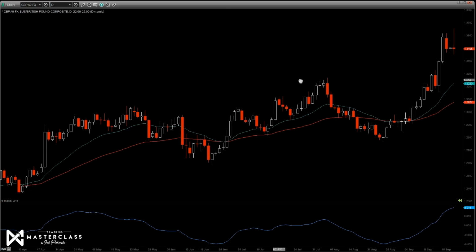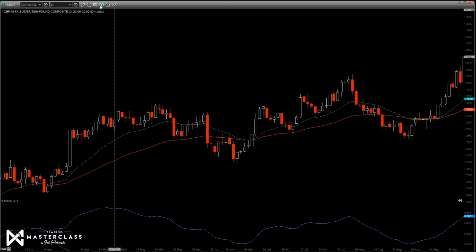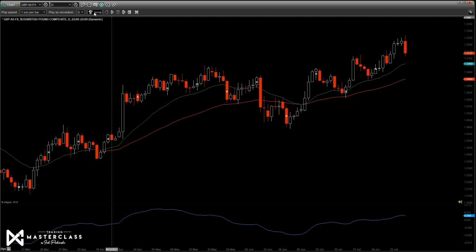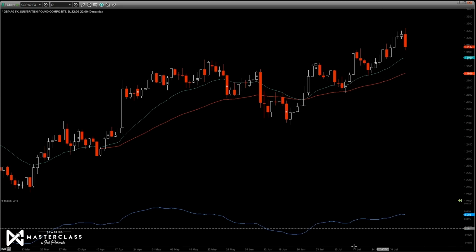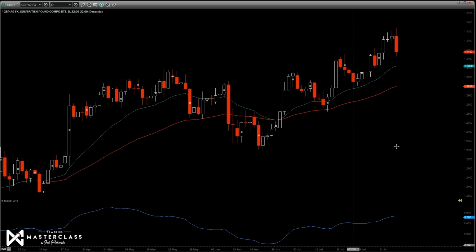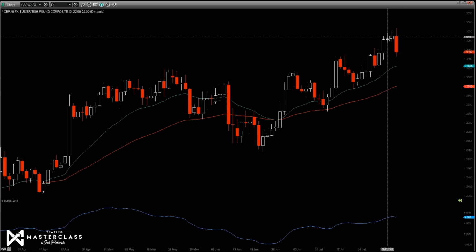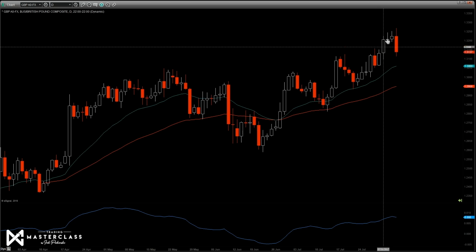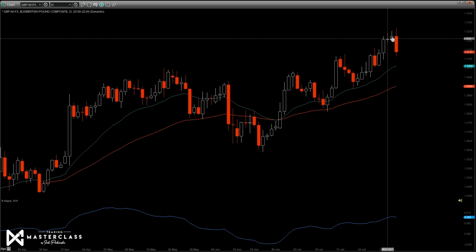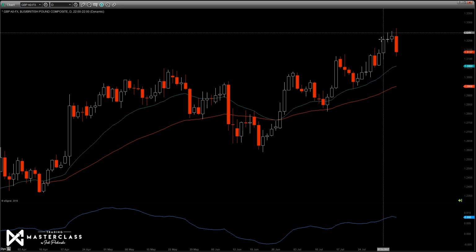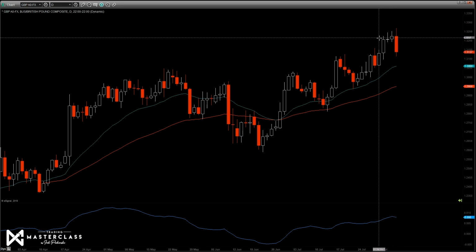Okay, let's look at more combinations. Right here, we have a double doji. We saw a doji before, that was at the bottom of the bearish market. This is a doji at the top, okay? So double doji, they're both dojis, followed by a big bearish engulfing. Very strong reversal pattern, okay?